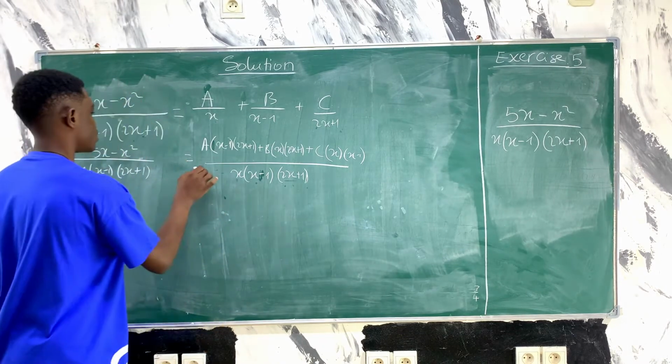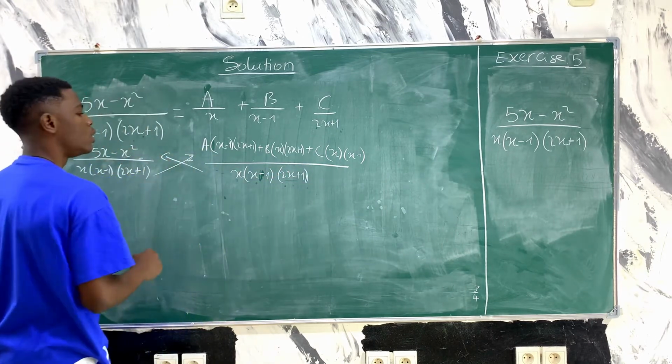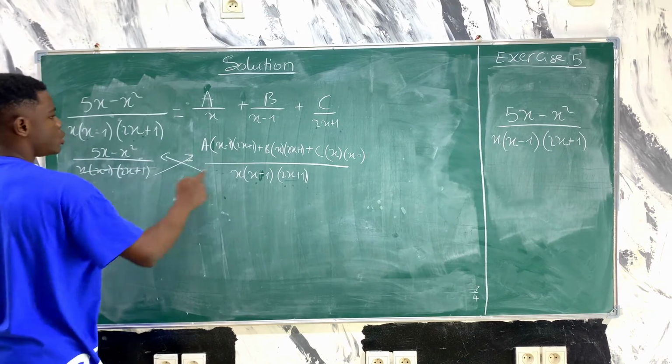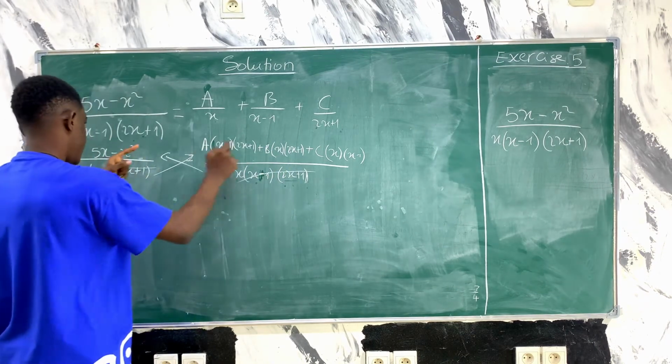So what next am I going to do? I'm going to do my cross multiplication. When I cross multiply, this will come here and this will come here. The denominator which will be there will cancel with this which will be here, because they're actually the same things and I'm multiplying everything here.